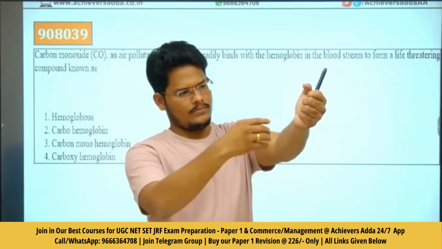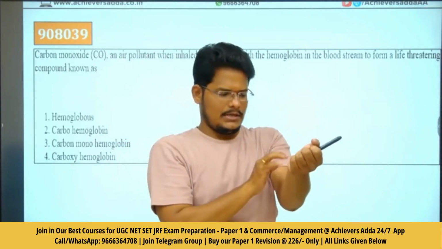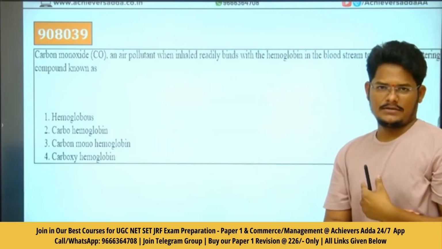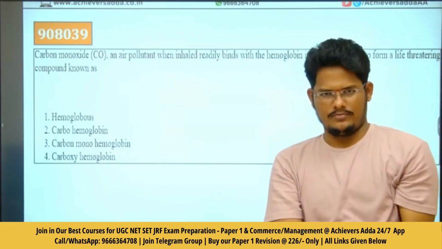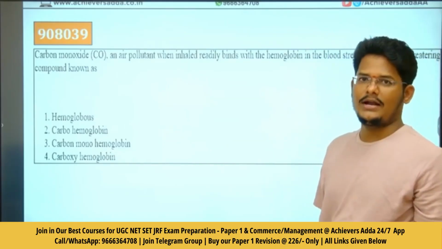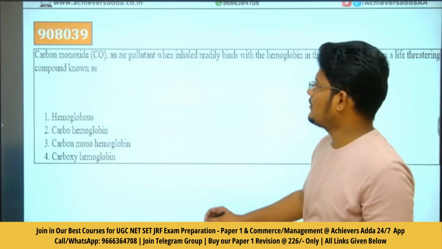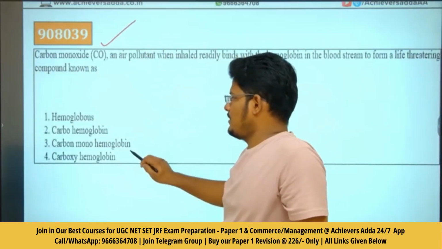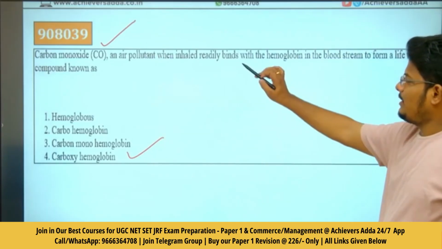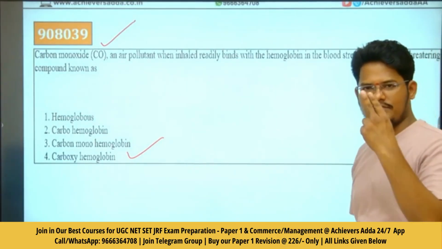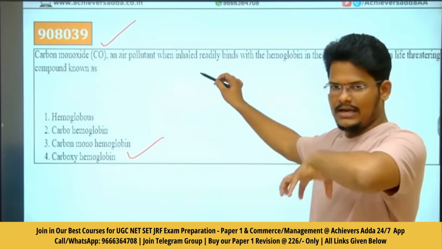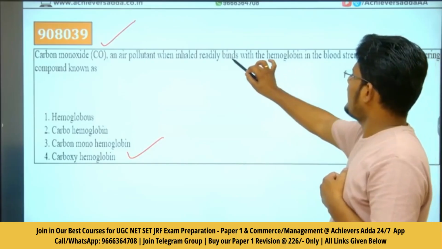Inside the human body, oxygen has to go and be present in the blood. If it is not present, the blood oxygen levels will come down due to carbon monoxide. Carboxyhemoglobin is the situation where the air pollutant CO is inhaled, for example by smoking cigarettes. When you inhale it, it binds with hemoglobin.